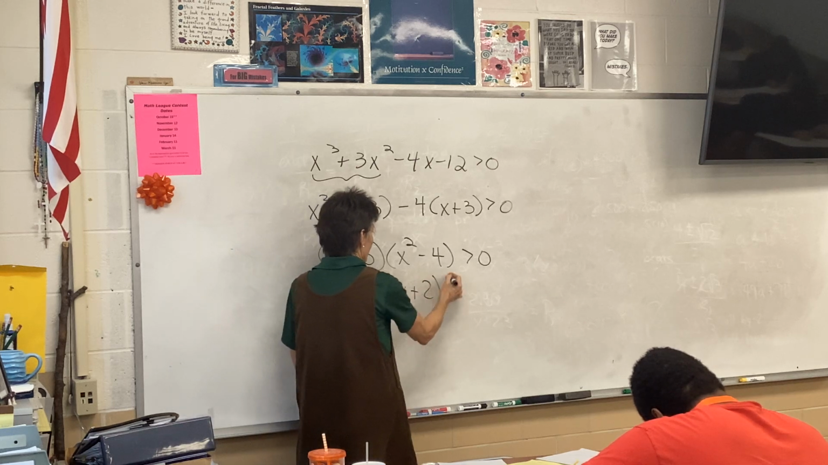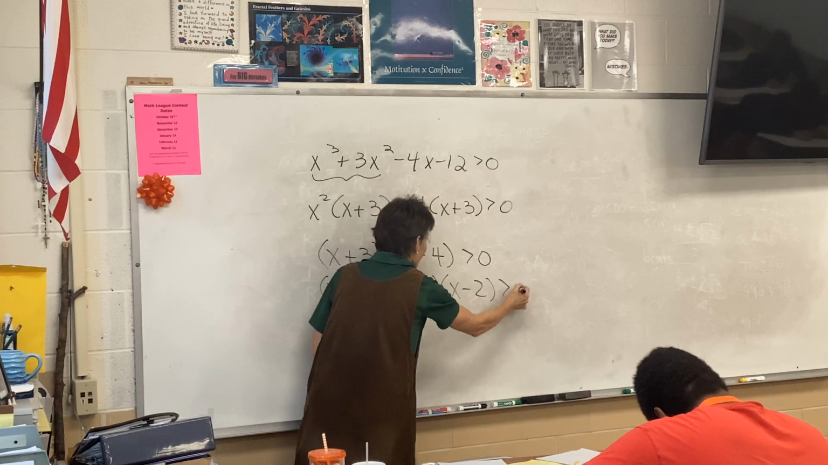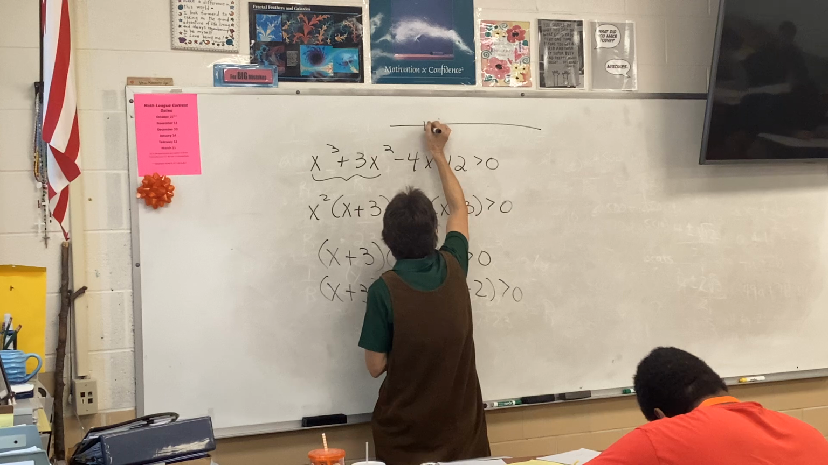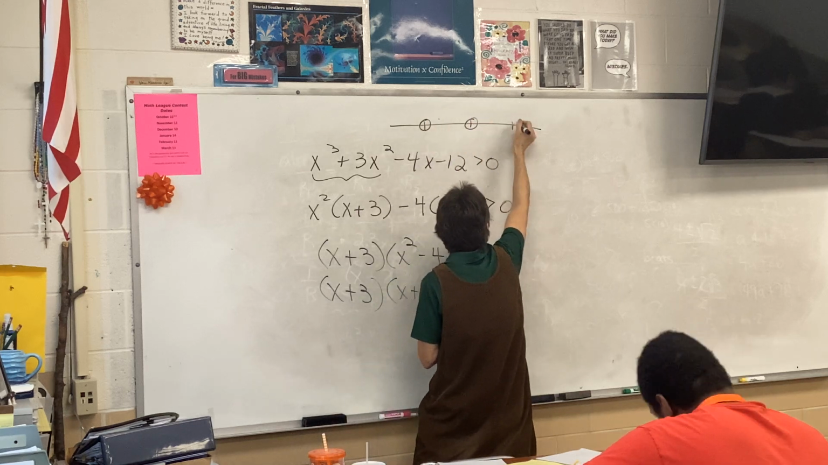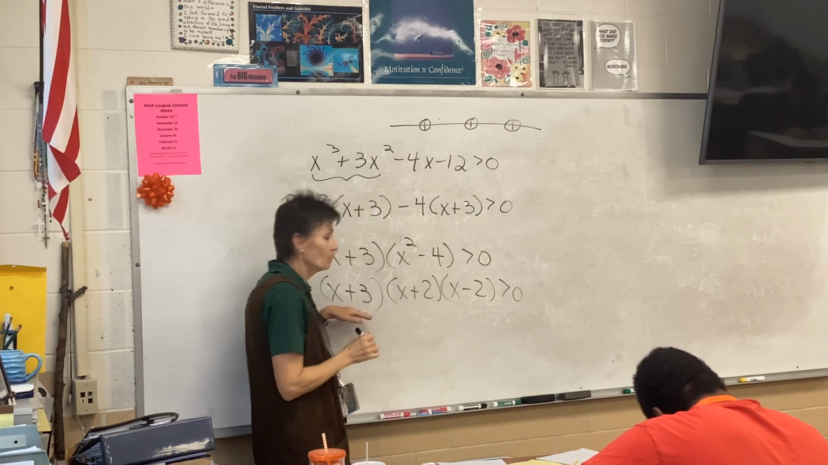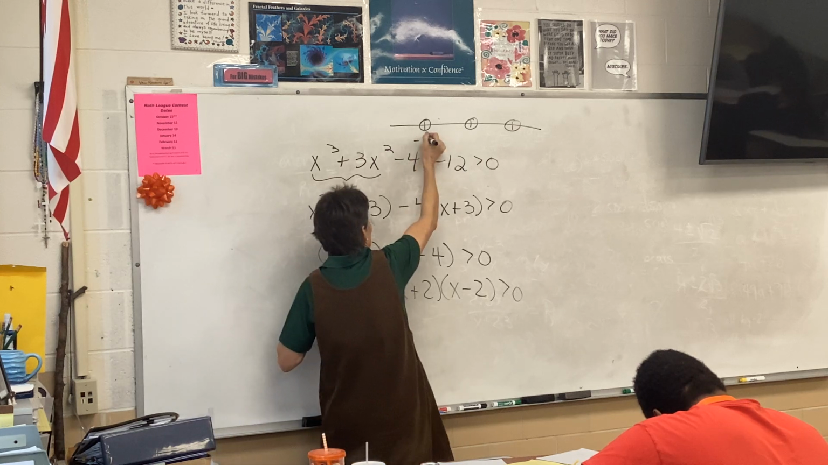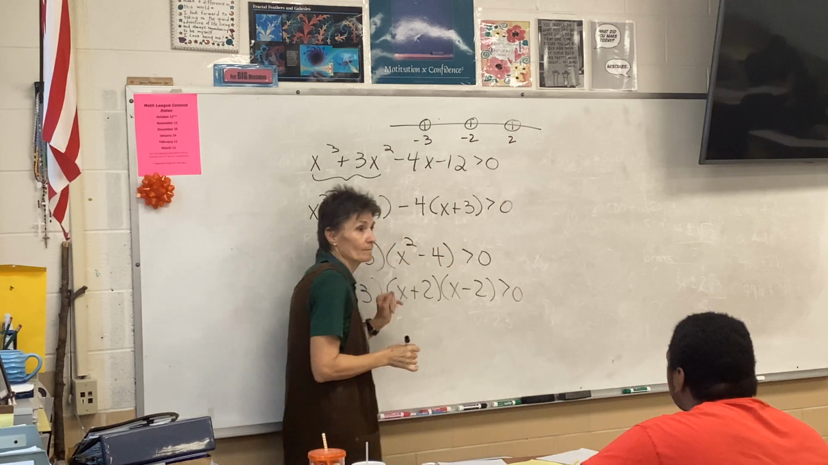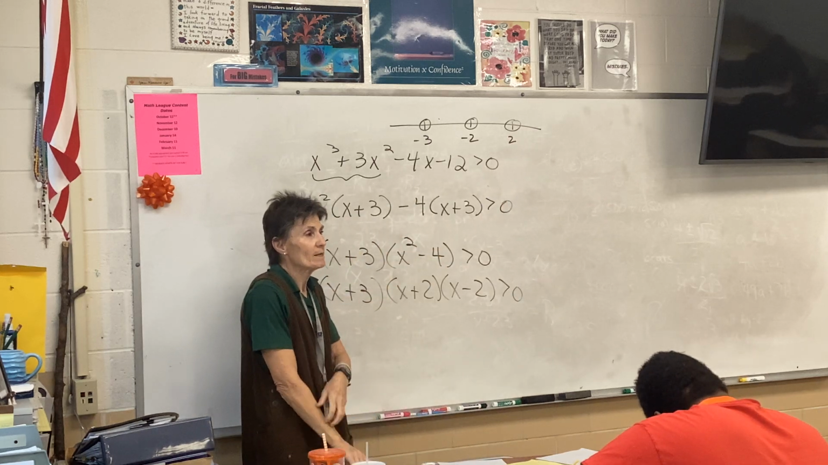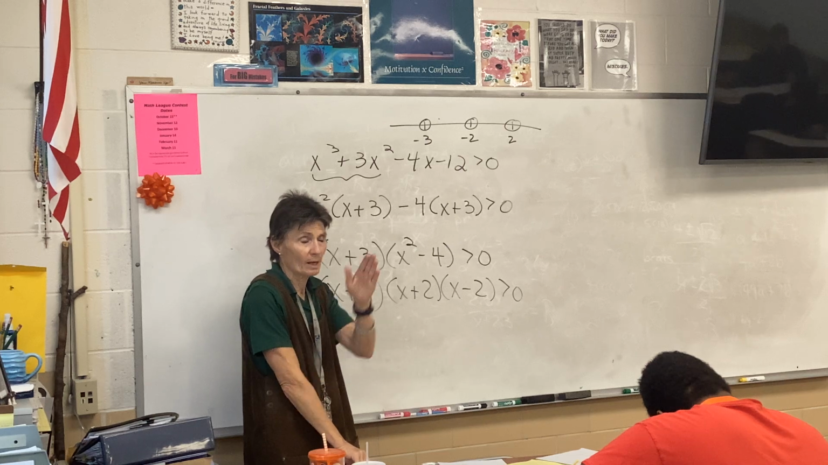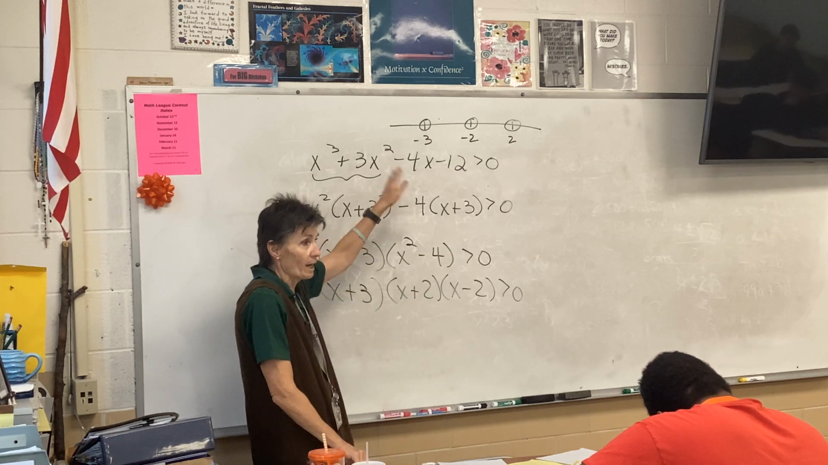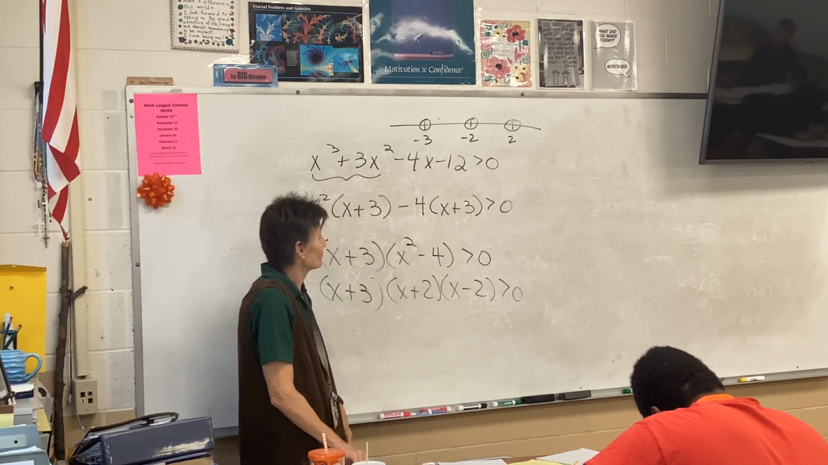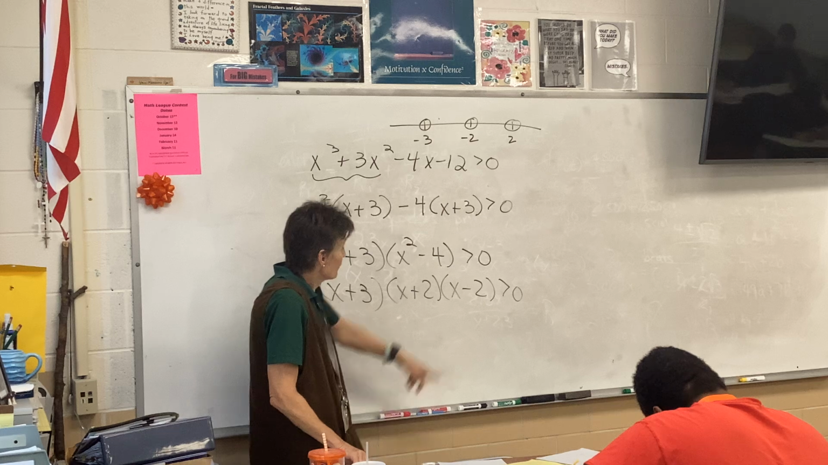Yes, ma'am. So, I am going to have 3 dots on my number line. And the dots will be at negative 3, negative 2, and 2. And I'm going to be very careful when I put my dots on my number line that they're in order. That's a number line. Can't be mixing numbers around. They got to go in order. They're open dots.